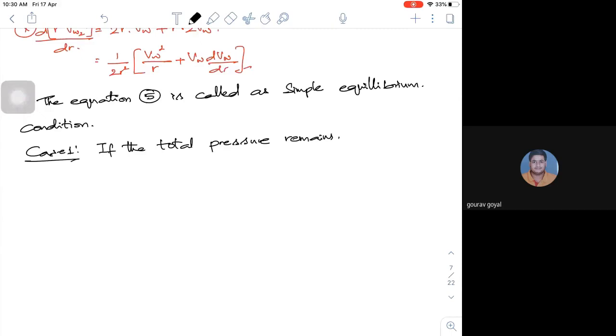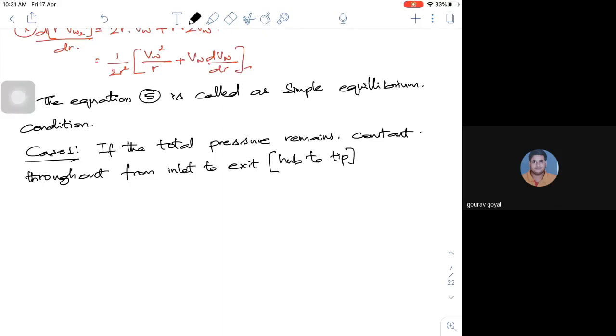remains constant throughout, the from hub to tip, usually throughout from the inlet to exit. This is what few books call, and some of the books give it as from hub to tip. Both are fine. That means constant work at all radius.